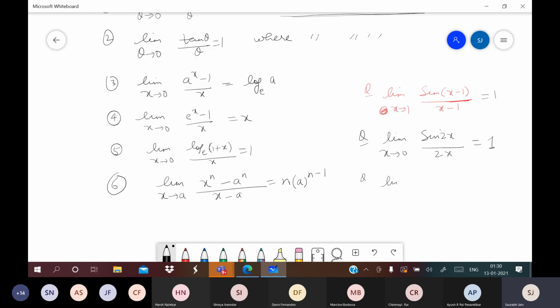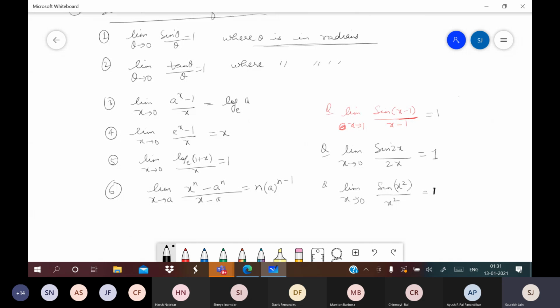Now suppose I take some other value. Suppose it is limit x tends to 0 of sine x square upon x square. Now this value will be 1. Why? Sine of the angle and the denominator are the same. Both are tending to 0 because x is tending to 0, so its square will obviously go towards 0. And they are in radians, no symbol of degree, so the answer will be 1. I hope you are understanding how to generalize this first formula, that is, sine theta by theta is 1 when theta tends to 0.